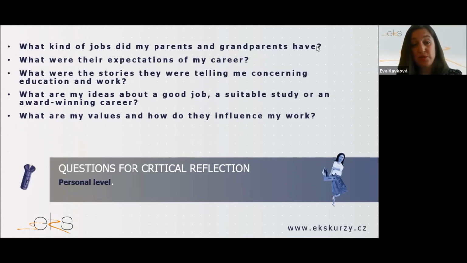And there's also a question of my values and how they influence my work. This is also an issue which we don't really have much time to stop and think about: what my values are, and values linked to work or my life values. And it's really good to take a step back and think about it, because it plays a huge role in our life.